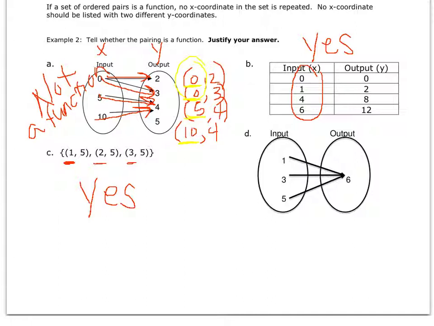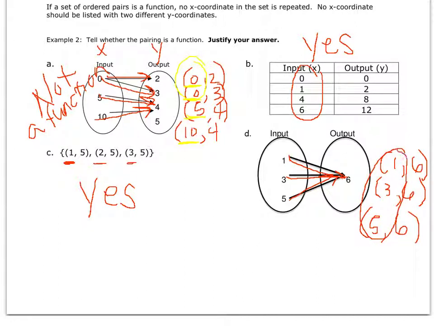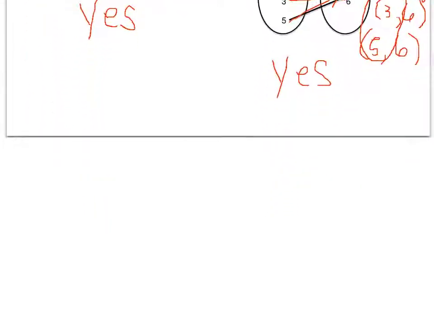We'll put yes. And in example D, we have another mapping diagram. So again, if I list my coordinates, this coordinate is going to be 1, 6. Sometimes it helps to write it out to the side. This one is 3, 6. And this one is 5, 6. Okay, so notice that if you look at all your x coordinates, they're all different. So this is also a function. Let's scroll down.